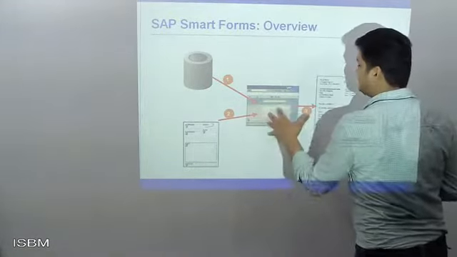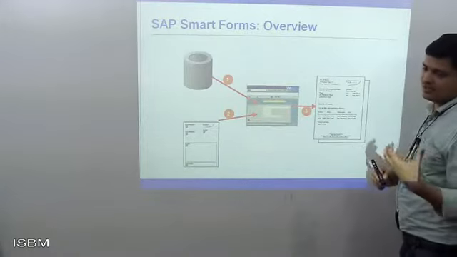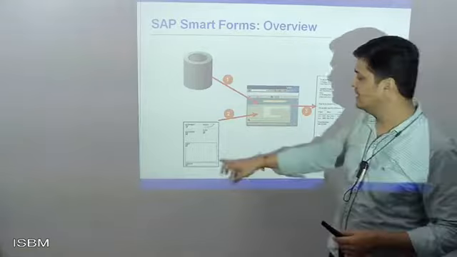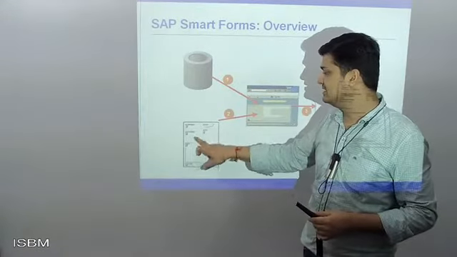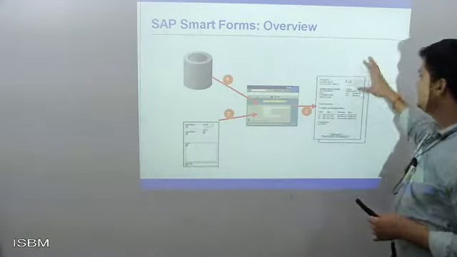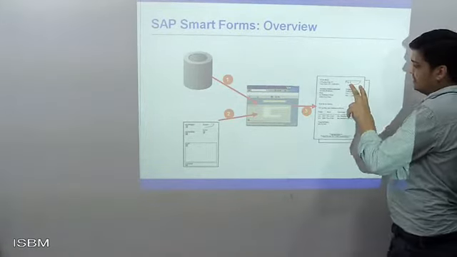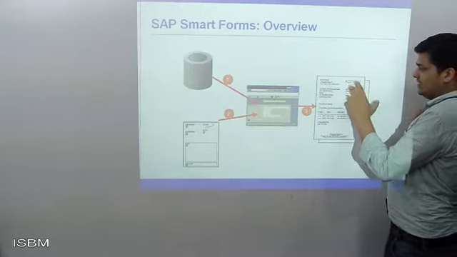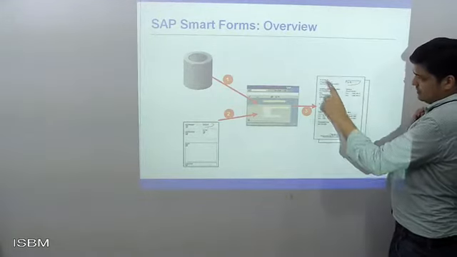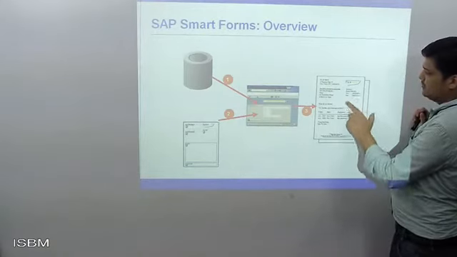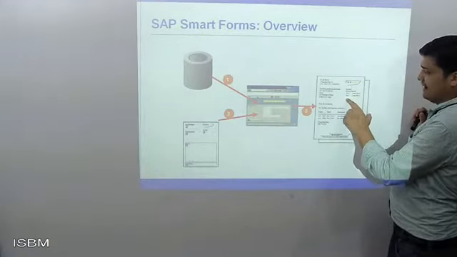And after that, this Smart Form connects with some reports. In the report, we are fetching the data from the different tables to fill in these details. And it will show you the output like this. This is the output. Here you can see this is the logo of the company. This is the address of the company. Here they have written the address. Here they have given you the invoice detail, telephone number, fax and all the things.